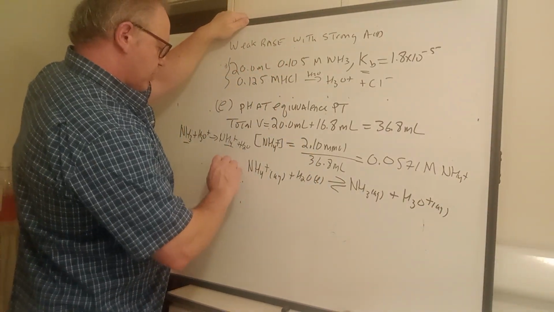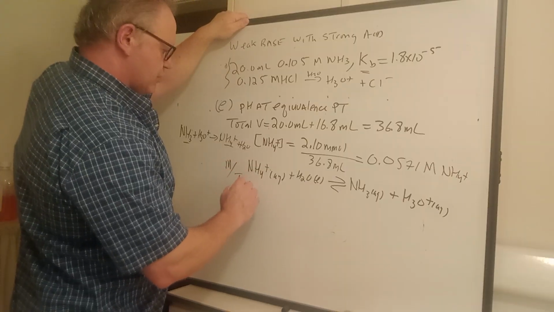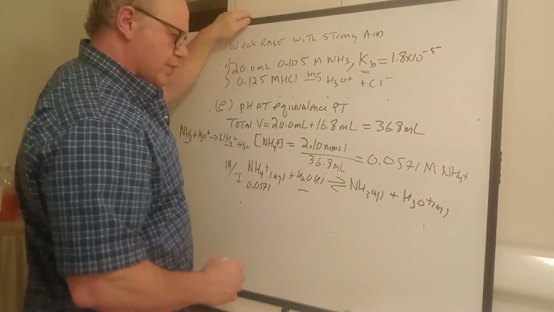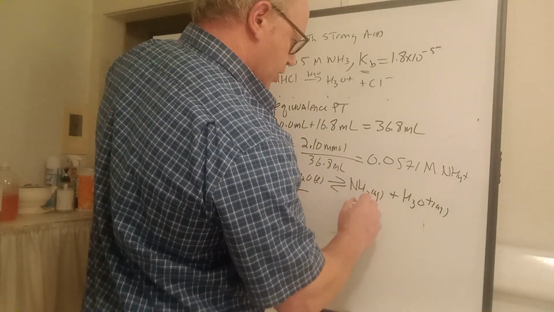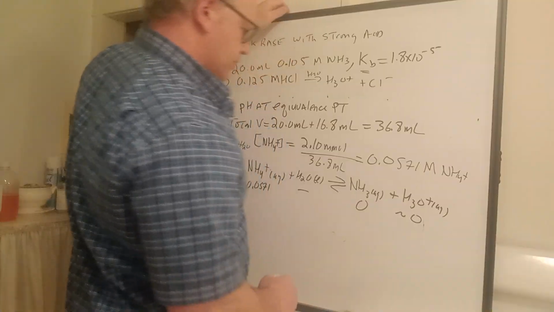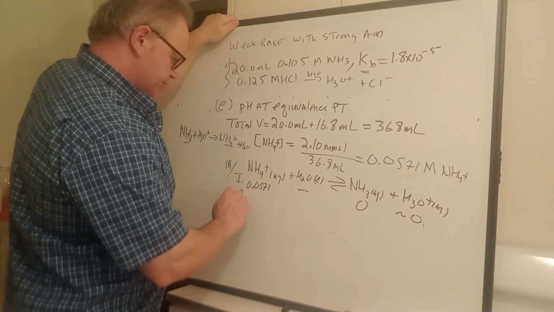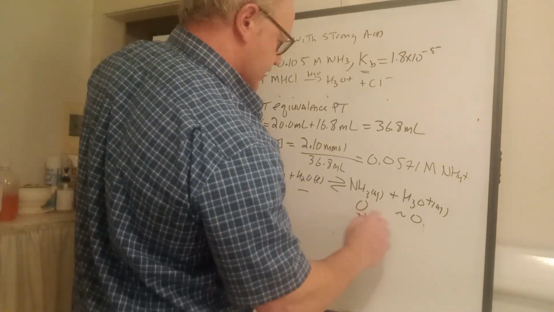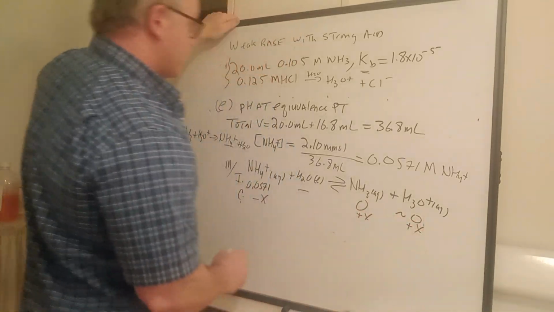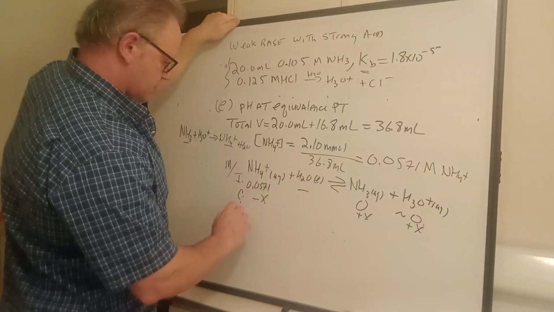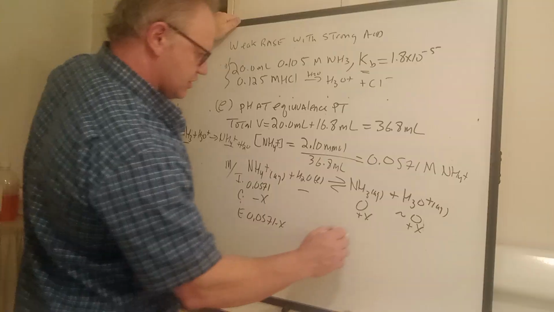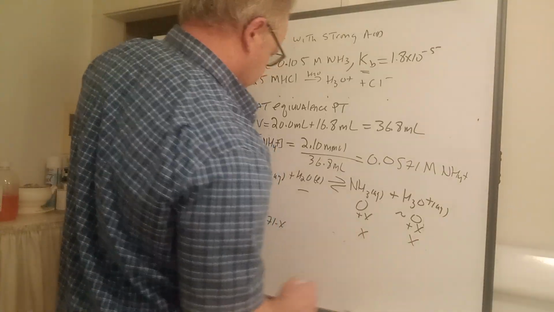Initial, we're doing this in molarities. 0.0571. Ignore the water. We've got 0 for the ammonia, and I'm going to treat this as approximately 0. We're going to ignore autoionization of water. Change: minus X, plus X, plus X. Bring it on down: 0.0571 minus X, X, X.